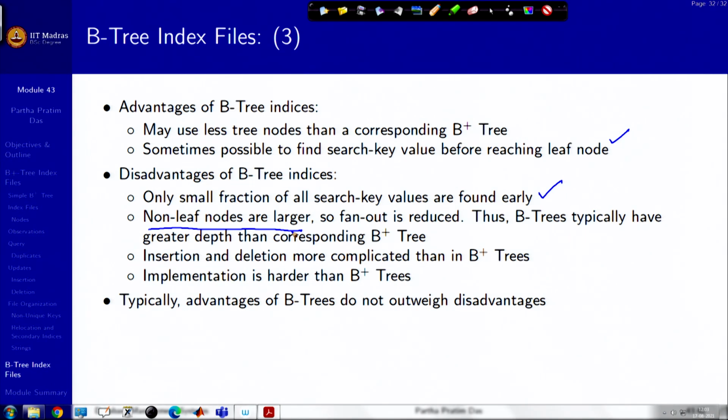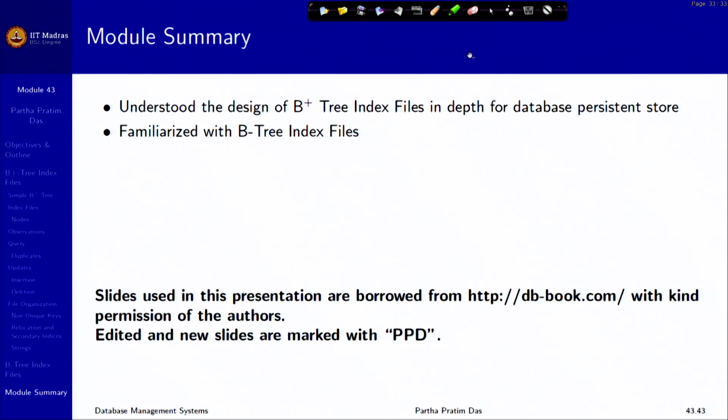If the non-leaf node gets larger, the fan out, the number of possible children, gets lower. The value of n is decreasing, because you have extra information kept in the non-leaf nodes, which means that the moment you reduce the fan out, the height of this B tree will increase, right. Also, insertion and deletion get more complicated. So, typically the advantages of B tree do not outweigh its disadvantages. The concept has been around and has been used, but it is not a very popular structure.